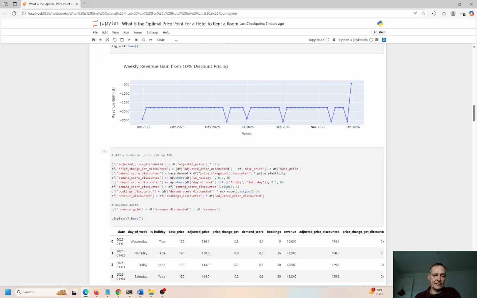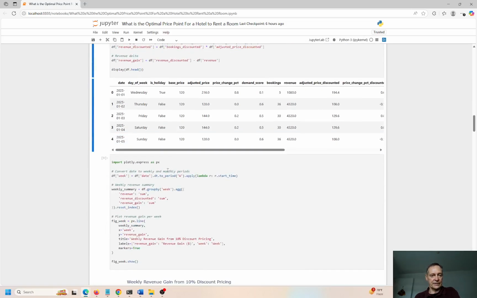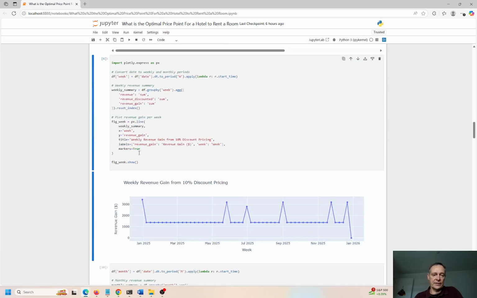Due to price elasticity. Now we're decreasing the price of the hotel by 10%, okay? We're multiplying the adjusted price times the 10% discount, so multiply by 0.09. Let's replot this and see what we get here. Now we have a profit, right, because of the price elasticity.